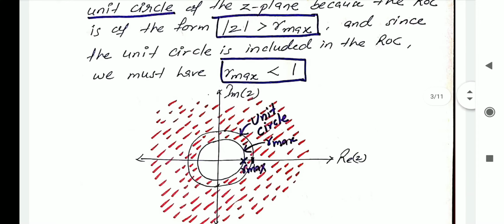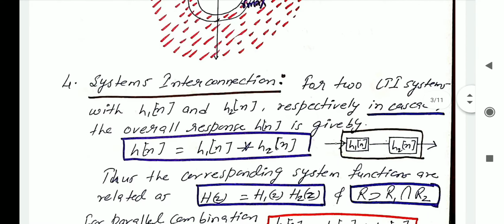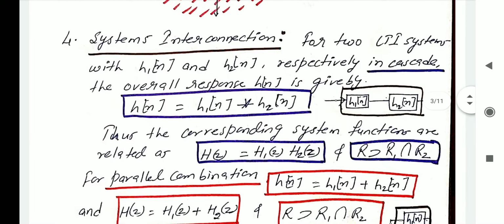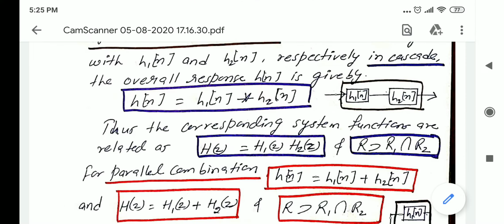That is, the maximum value of the pole should be less than 1. Now systems interconnection. If two LTI systems with h1[n] and h2[n] respectively are in cascade, cascade means representing this particular condition, that is h1[n] and h2[n] are connected one after the other.